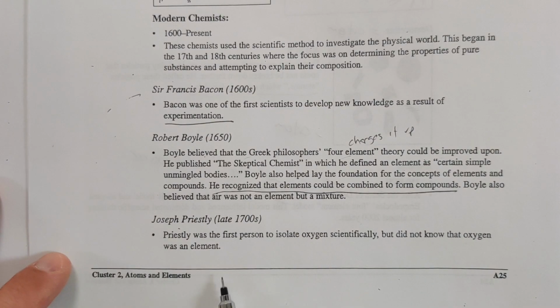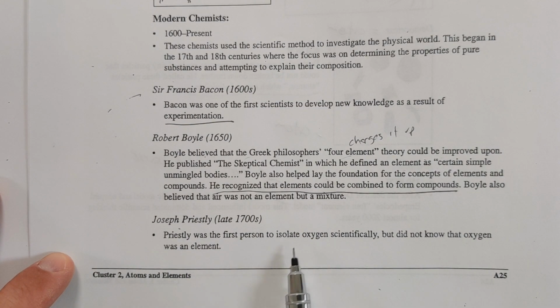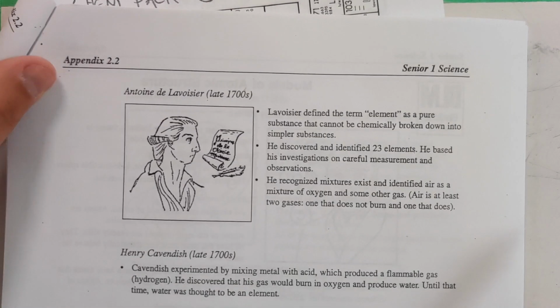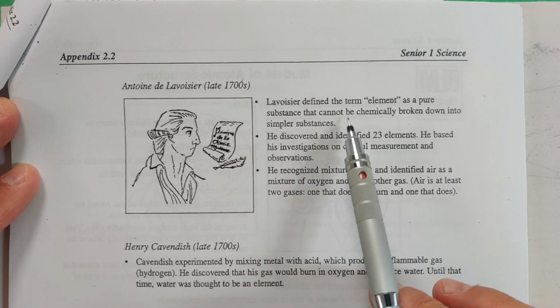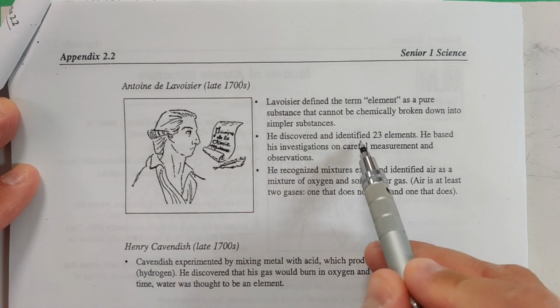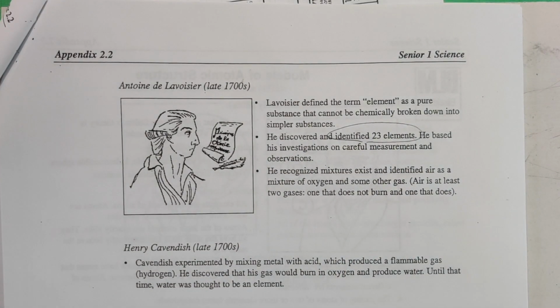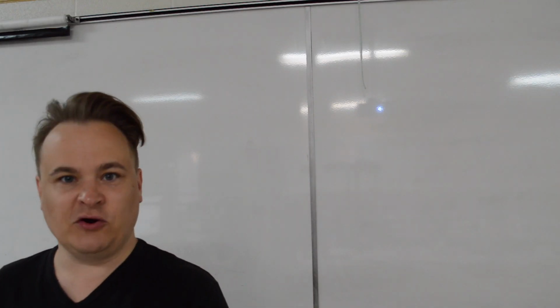Here comes Joseph Priestley. Priestley was the first person to isolate oxygen scientifically, but did not know that oxygen was an element. Then we move on here to Lavoisier. Lavoisier defined the term element as a pure substance. He discovered and identified 23 elements. That's going to be bringing us to the beginning of the periodic table.